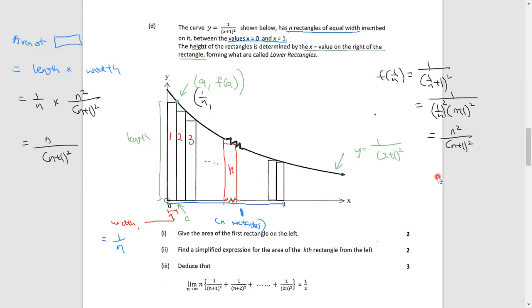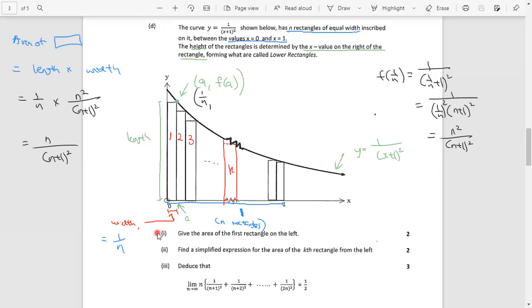Now, it's the same idea. We just basically follow the same idea. So the whole point of part 1 is to try to lead you through it. We're still going to find an area of a rectangle, so we still want the length and width, or if you like, height and width of this rectangle. Now, the width we've already worked out. It's 1 over n, because they're all equal. So that's done. The only thing is we need the height.